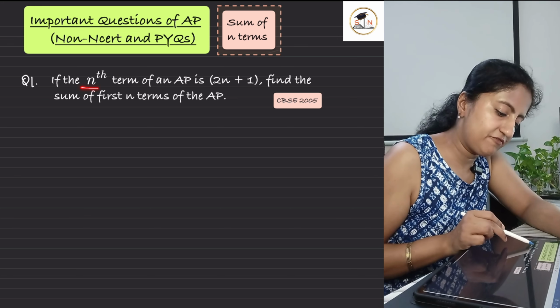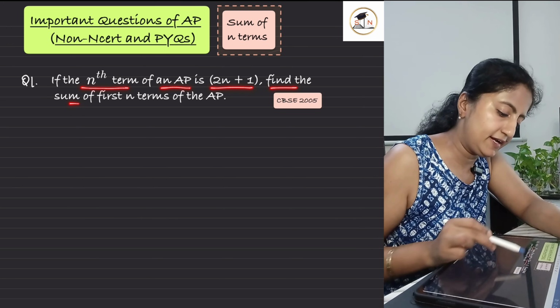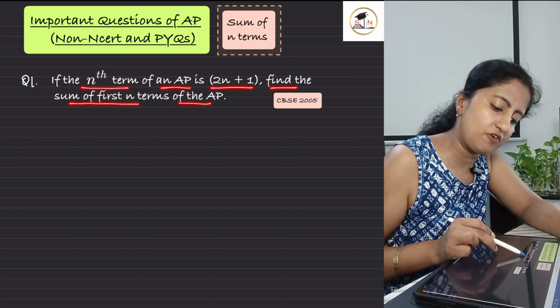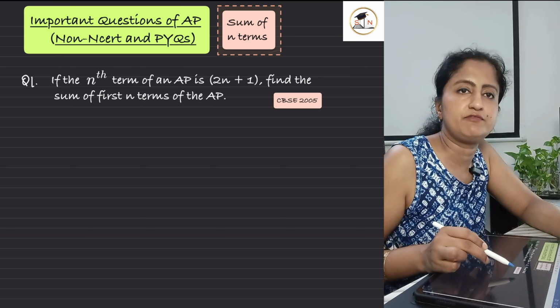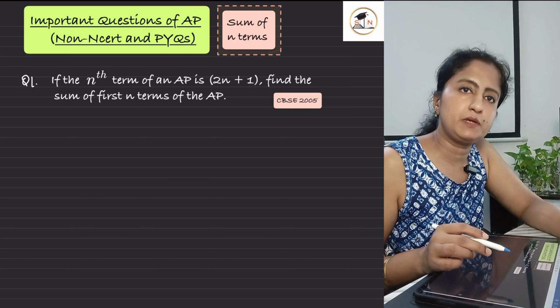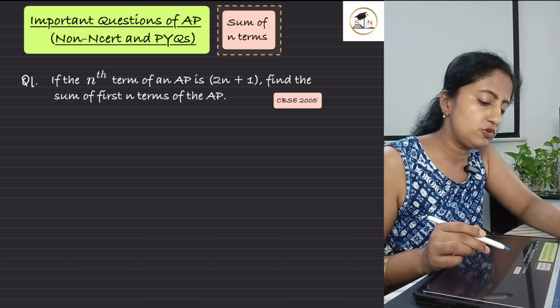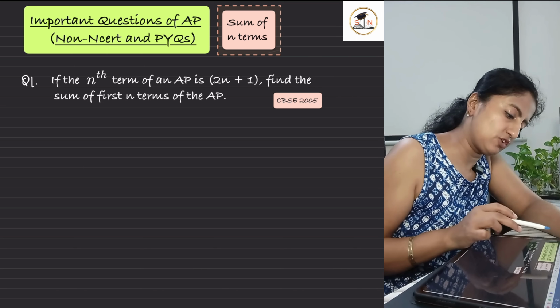It says if the nth term of an AP is 2n plus 1, find the sum of first n terms of the AP. And this question had appeared in CBSE 2005. Do not consider that it's an old question, so it will not appear. It may reappear, so you should be practicing all the past year questions. Okay, so let's start solving it.